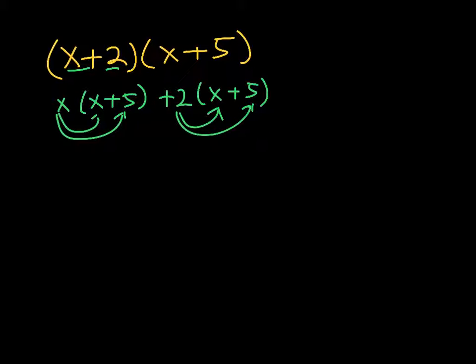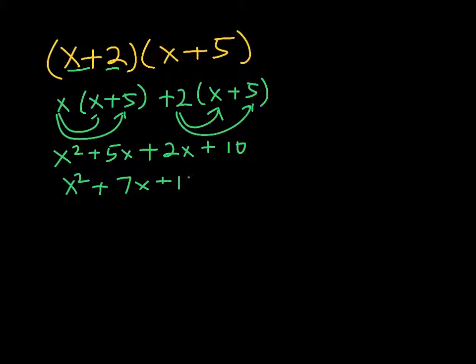Okay, so x times x gives us x squared. x times 5 gives us what? 5x, plus 2 times x gives us 2x, plus 2 times 5 gives us 10. So now we can simplify. x squared plus 5x plus 2x gives us 7x, and plus 10. So that is the expansion.